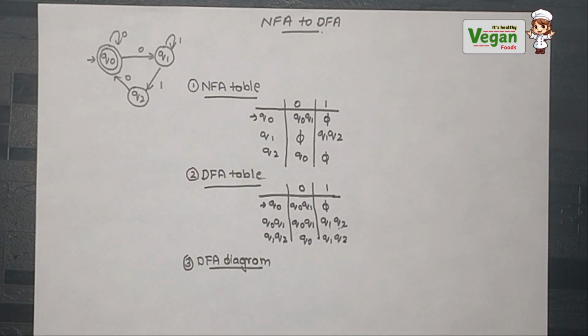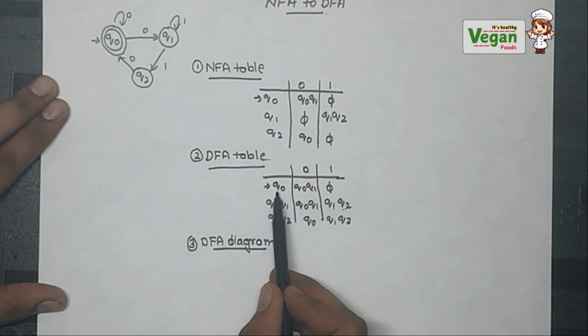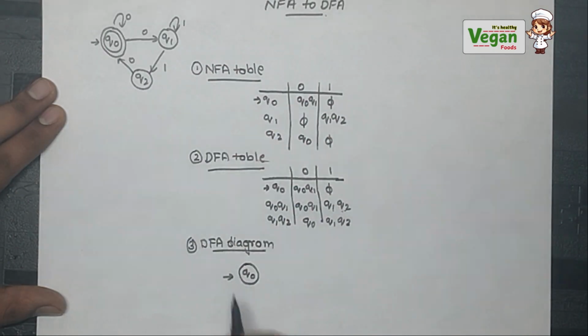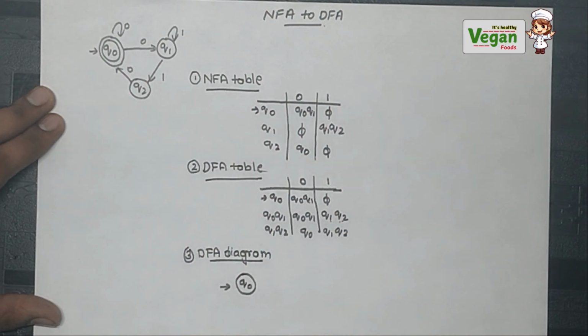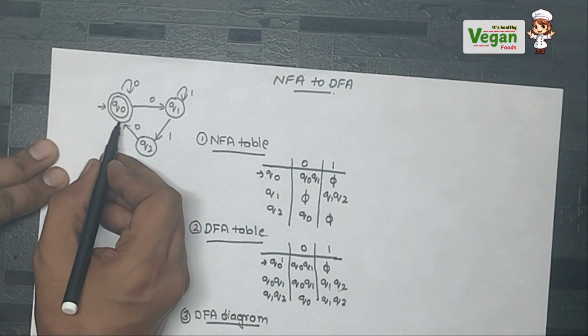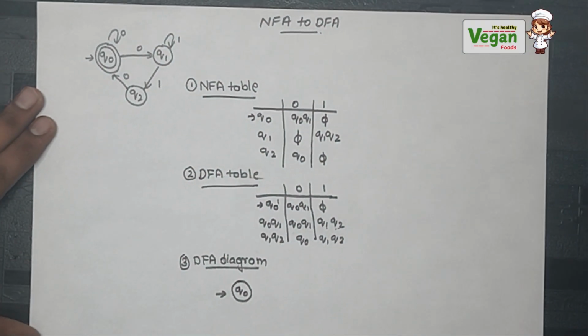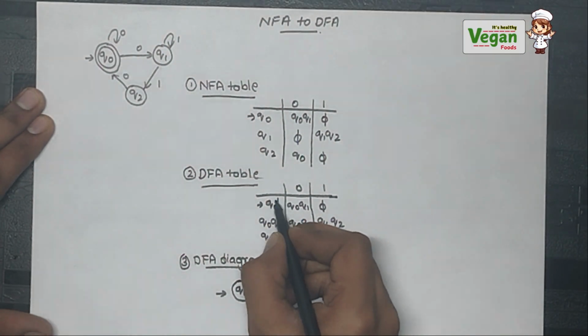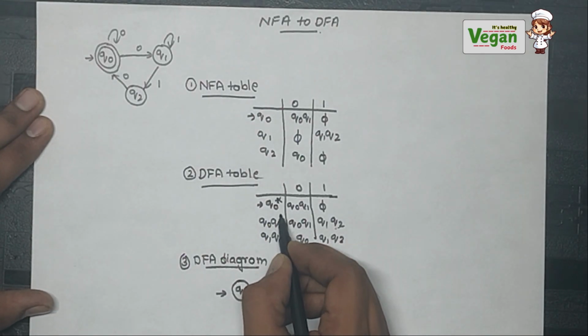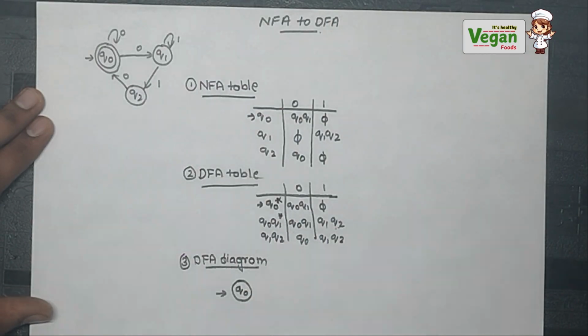Now we completed the formation of the DFA table. Using this DFA table, we will be constructing the DFA diagram. So what are my states? Q0 is my initial state. And wherever Q0 is there, it will be considered as a final state. Here Q0 is there, so put a star mark. Star mark means it is a final state. Here Q0, Q1: Q0 is there, put a star mark. This will also be a final state.